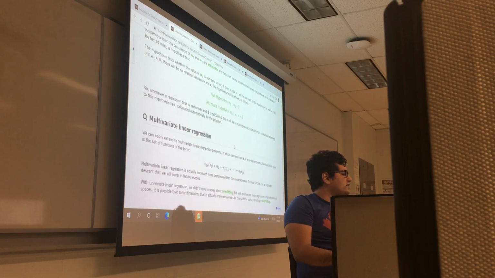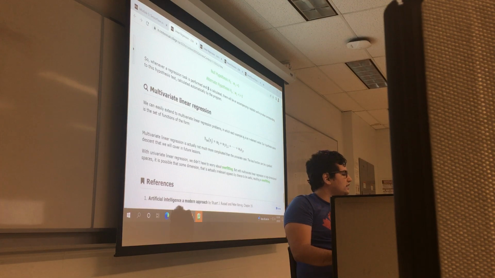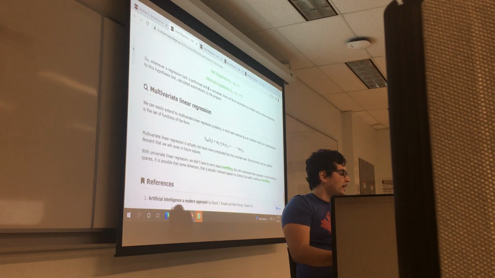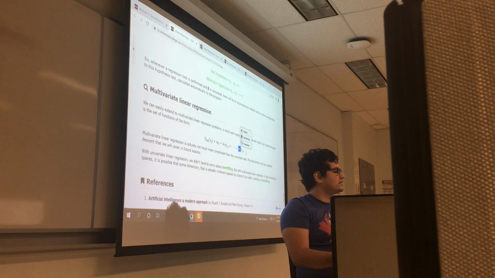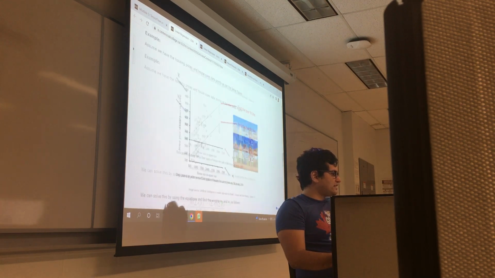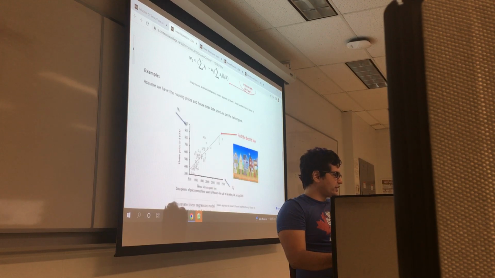So we can use similar math for this multivariate linear regression. The idea is the same, but here we have instead of one x, we have several x's, like n x's, okay? That can go to the infinity if you want. And as you can see here, we have different w's as well. That kind of defines this formula here, okay? So yeah, that's the basics for linear regression.